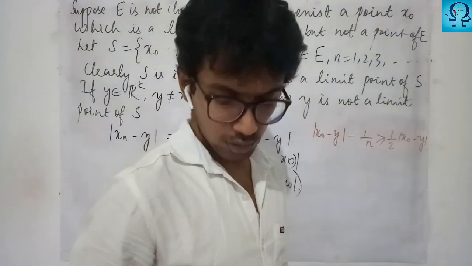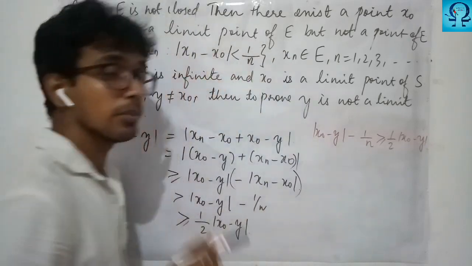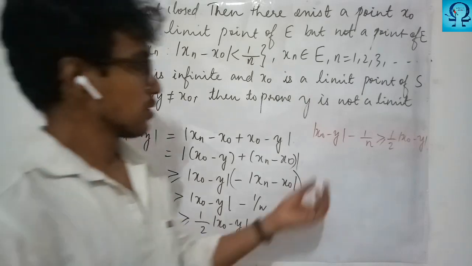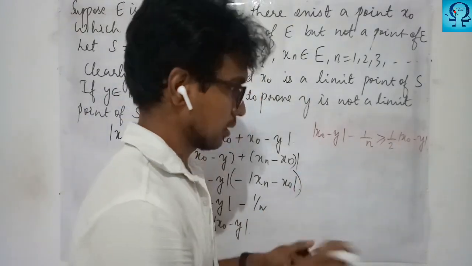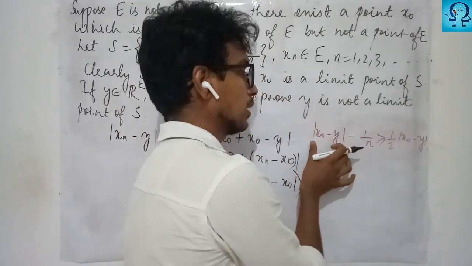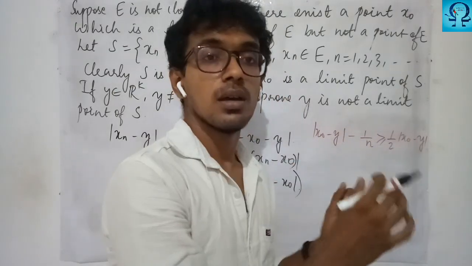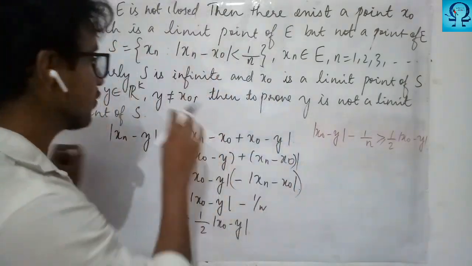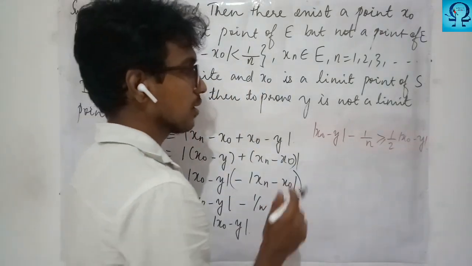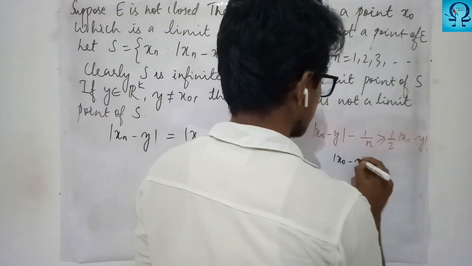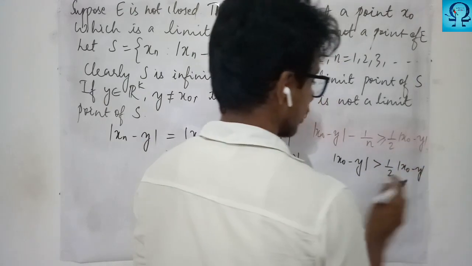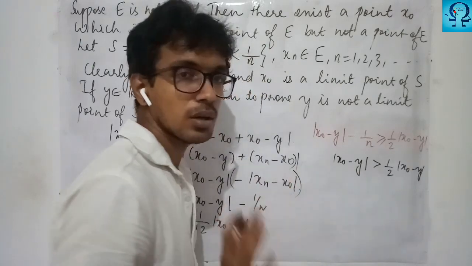When is it going to be true? And you have to remember one more thing, that we have chosen y as different from x naught. So as of now, if you forget about this quantity, this quantity and this quantity may be equal. This will be equal only if these two are the same, but that is not going to be the case. In general, absolute of x naught minus y is always bigger than half times absolute of x naught minus y, because these two are positive real quantities.